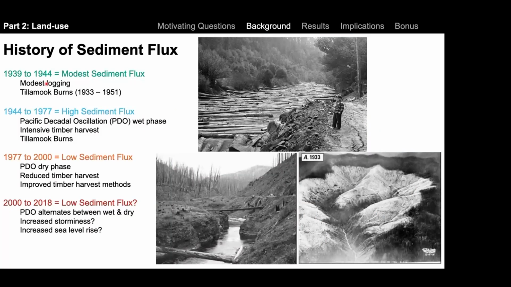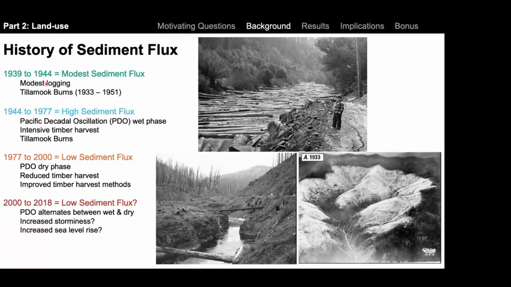So in the upper panel, you can see an example of what's called splash damming. This is when loggers would cut down trees, roll them into the river behind a dam, dynamite the dam, and then this torrent of logs and water and probably quite a lot of sediment went down into the coastal ocean. The logs were picked up in the estuary for milling. So you can imagine lots of sediment being produced here.